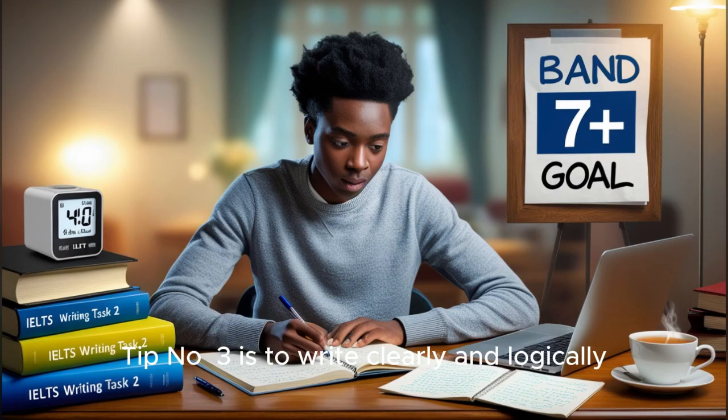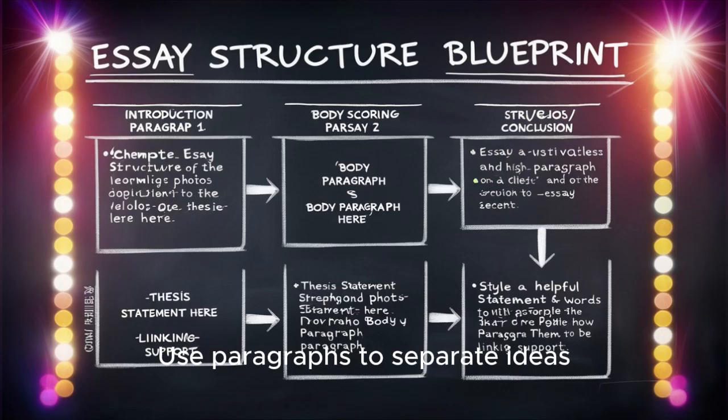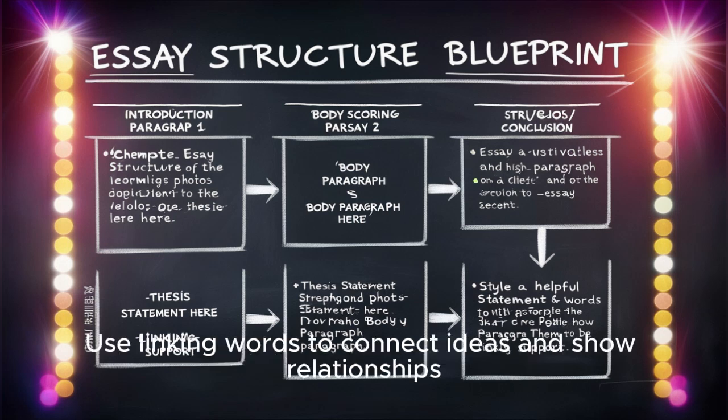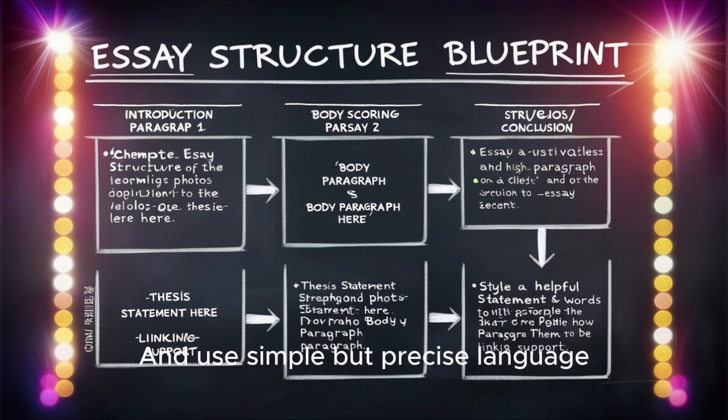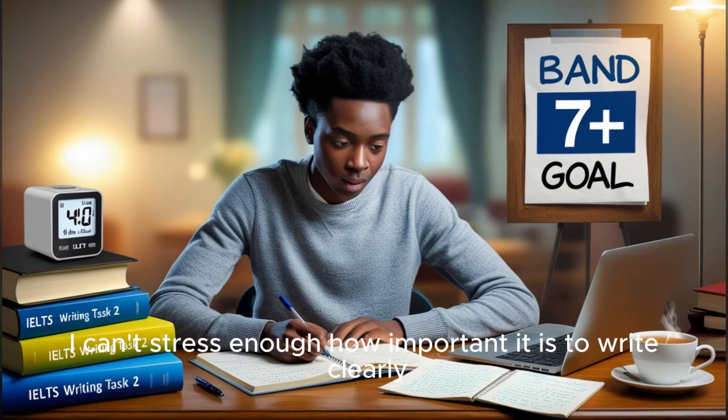Tip no. 3 is to write clearly and logically. In other words, write in a way that is easy to understand. Use paragraphs to separate ideas. Use linking words to connect ideas and show relationships. And use simple but precise language. I can't stress enough how important it is to write clearly. It's the easiest thing you can do to improve your score.